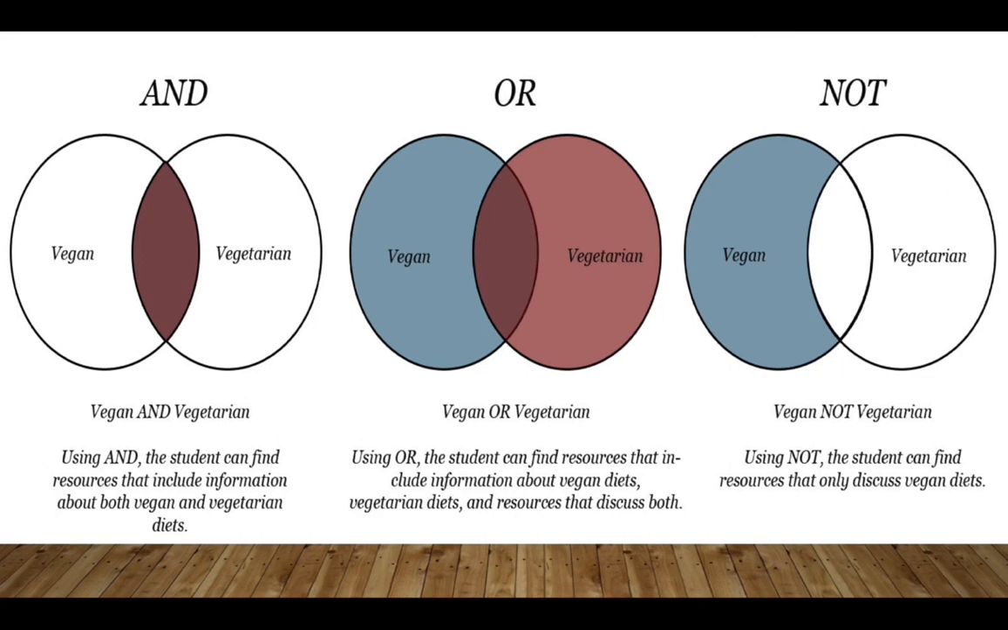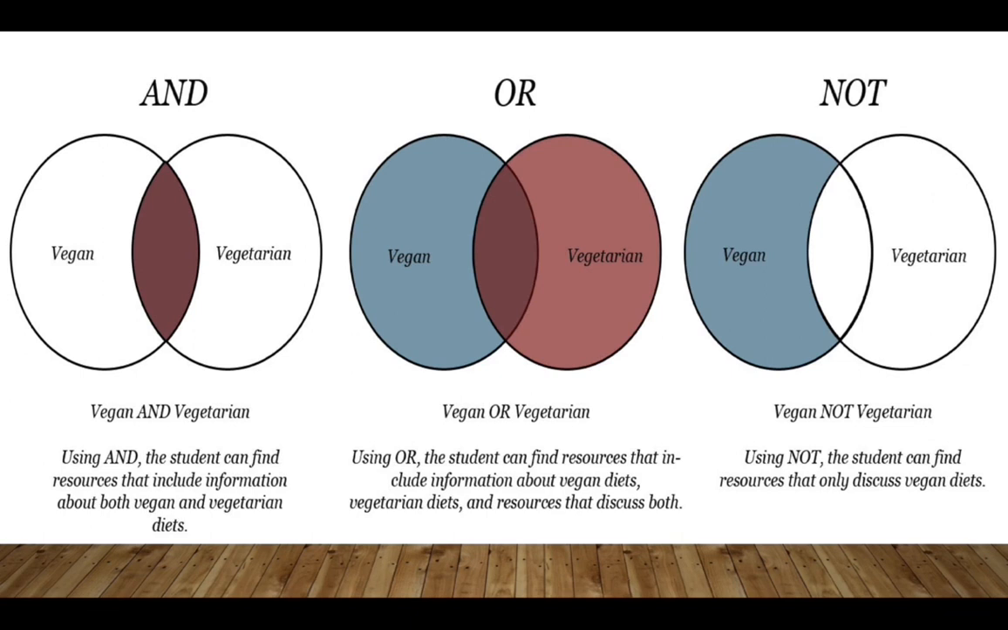Let's look at OR, how OR operates. When you use the OR operator, you get information on both. Let's say here in this example, we have vegan and vegetarian. So you can still get information on vegan and vegetarian. Anything with information on vegetarian will be part of the result. Any source with information on vegan will also be part of the result.